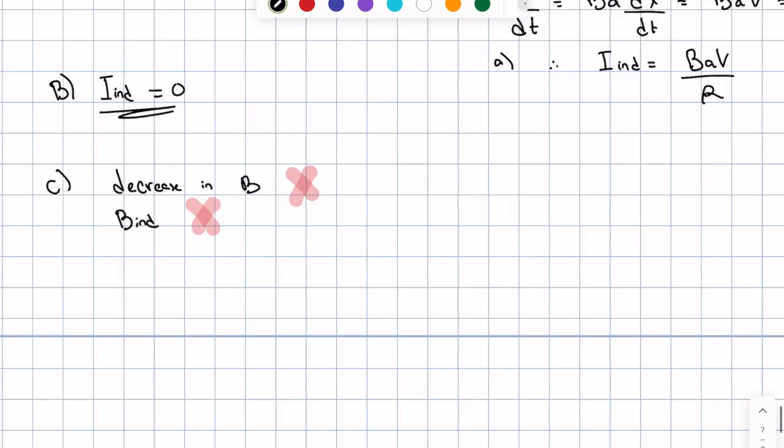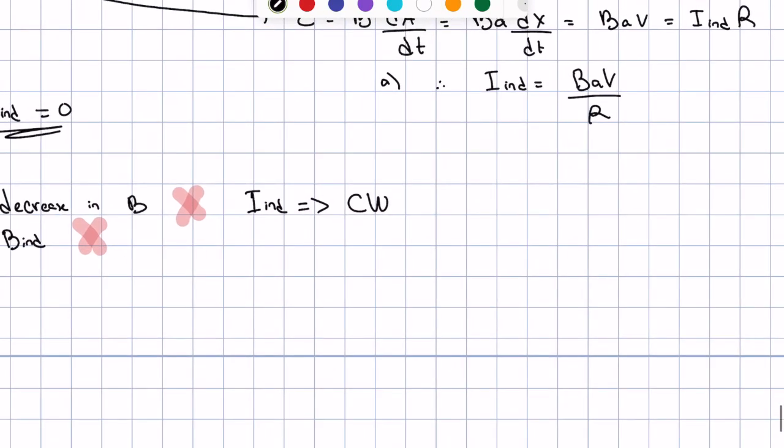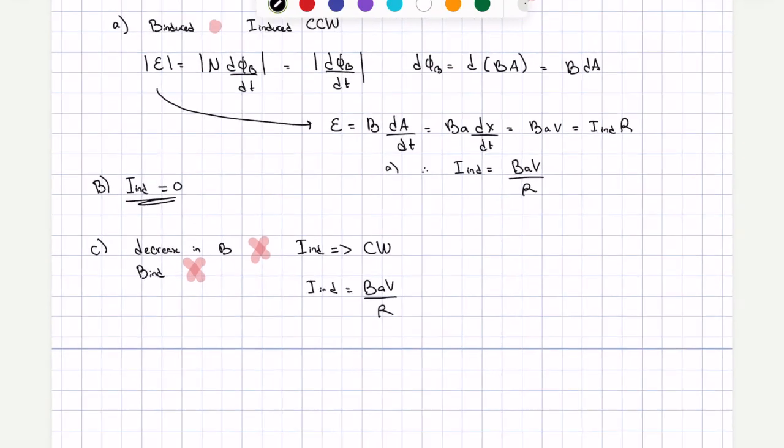So I induced is equal to, well, it's going in the clockwise direction with a magnitude of B times A times V over R. So just flipped directions, and that is all the question was trying to get you to do.